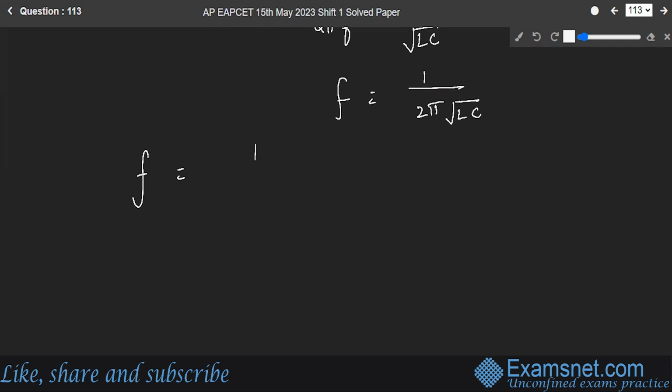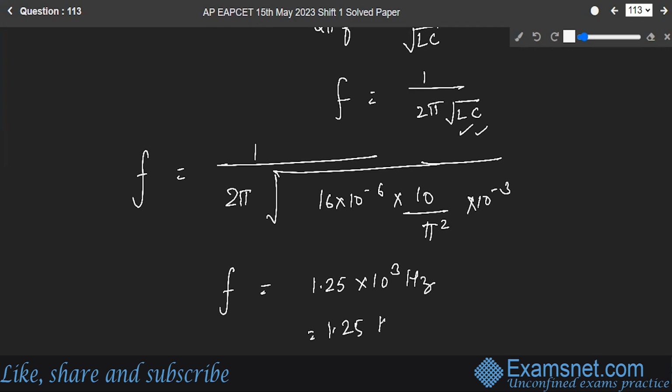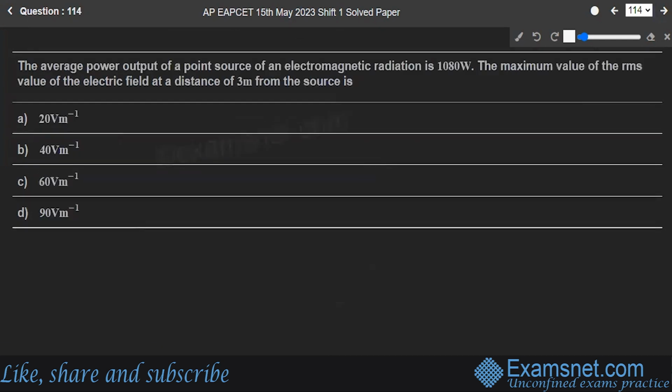So you have F is equal to 1 upon 2 pi root of L is 16 into 10 raised to power minus 6, and this is 10 pi square into 10 raised to power minus 3. You are given the value of L and C. I just filled in those values. So on solving, you will have F is equal to 1.25 into 10 raised to power 3 hertz, or this is simply 1.25 kilohertz. That makes option B the right answer. Hope you got that.